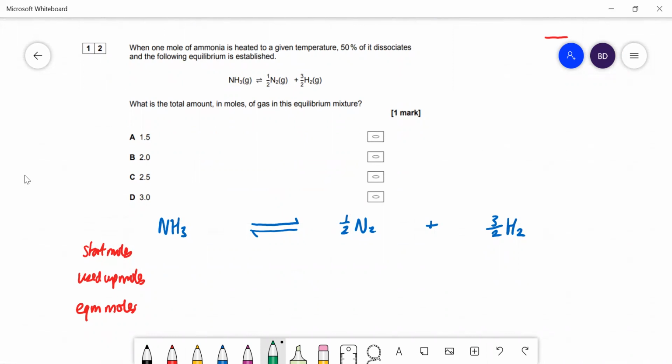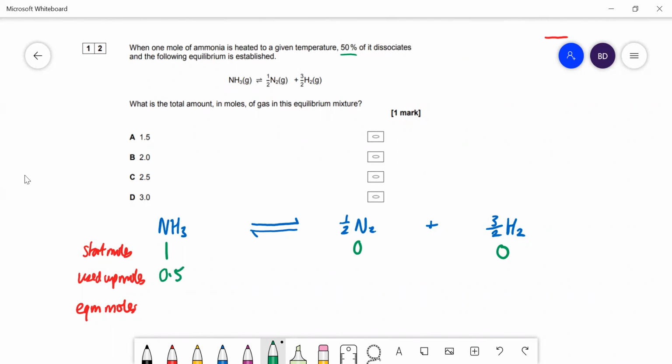So we've got 1 mole of ammonia to start off with. Let's put down there, start moles, we've got 1 of that, 0 of that, 0 of that. When equilibrium is established, 50% of it dissociates. So how much have we used up? We've used up 0.5 of a mole.